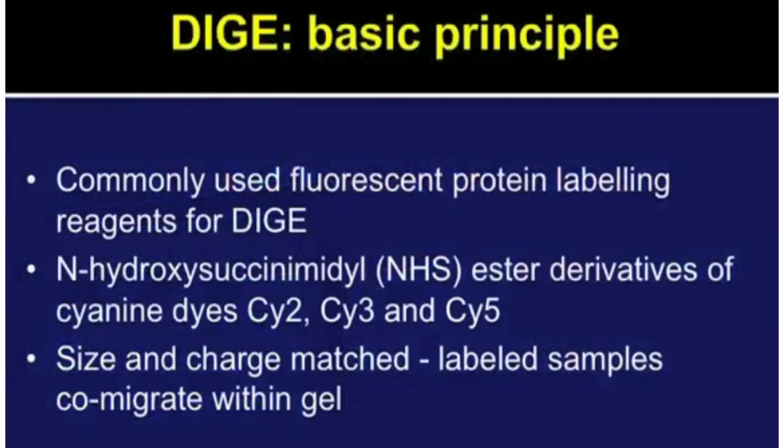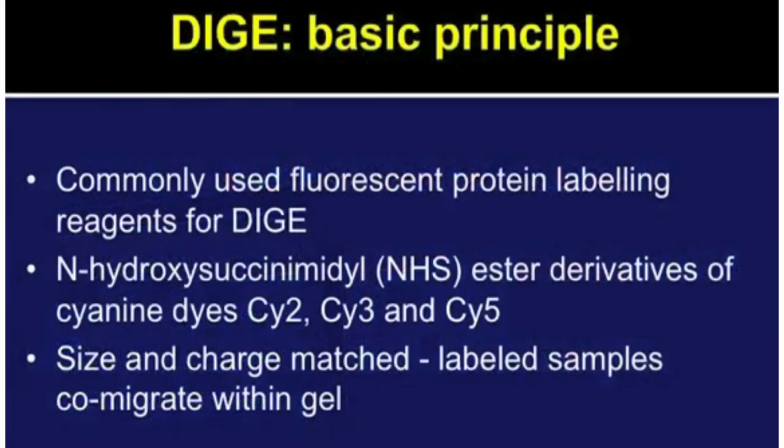So, what is the basic principle of dyes? It is a commonly used fluorescent protein labeling reagent. Certain fluorescent tags are Cy2, Cy3, and Cy5. What are these Cy dyes? Basically, they are ester derivatives of this specific compound, and the size and charge are matched to that of labeled samples. They co-migrate within the gel itself.